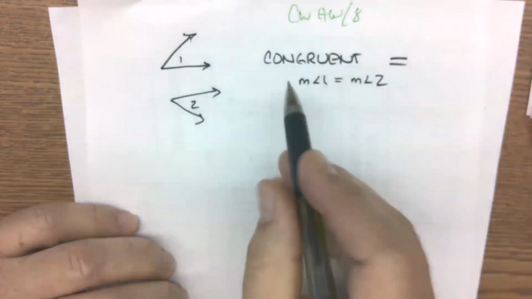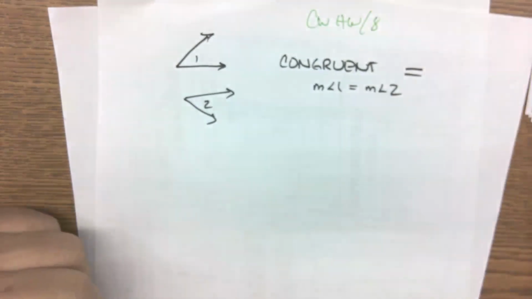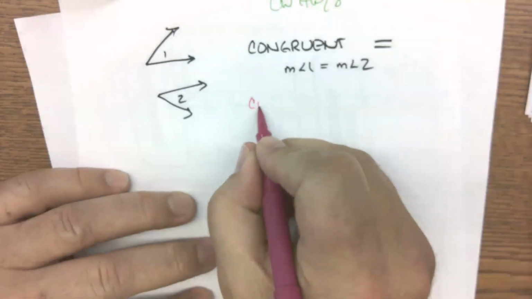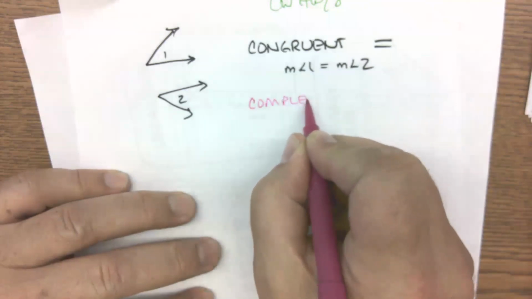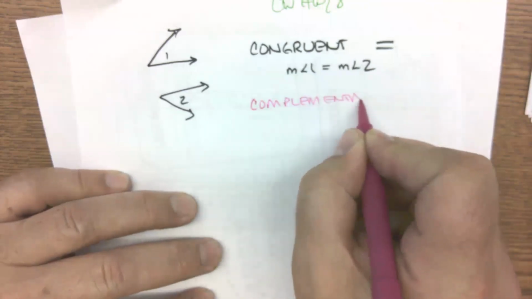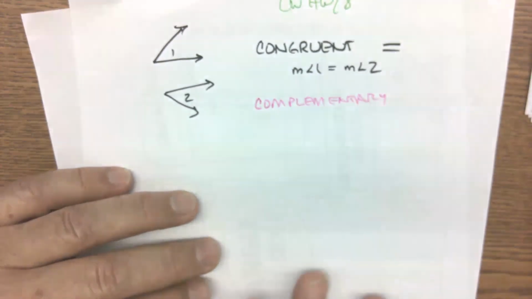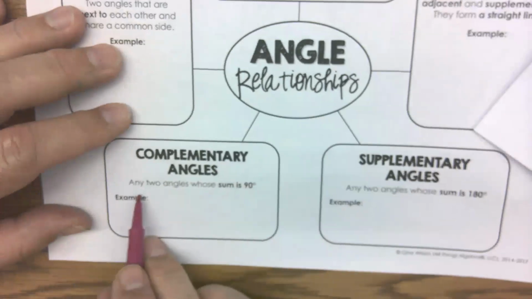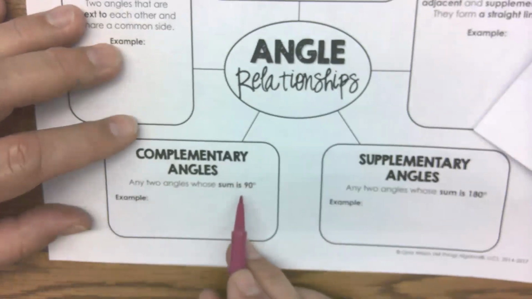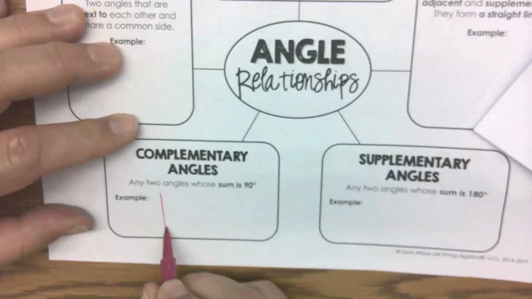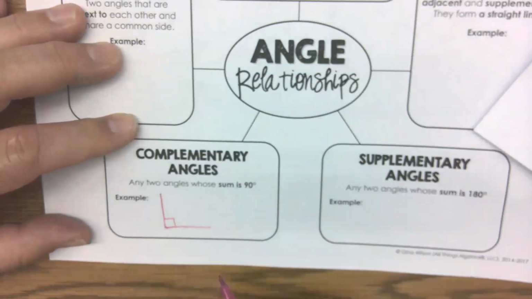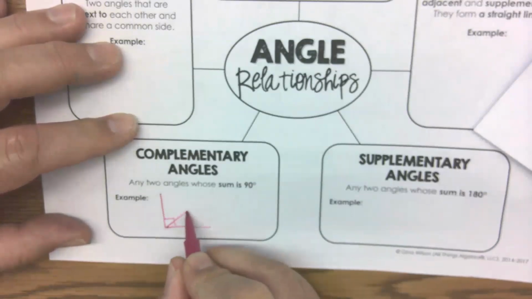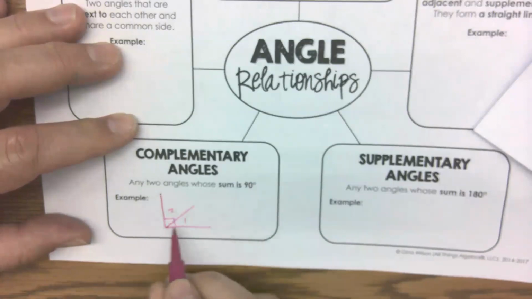Everyone good with that so far? If you're told they're congruent, then that would be true. But it's also possible that I could be told something else about these angles. I could be told that they are complementary. What you'll see on this page here is that it talks about complementary angles being any 2 angles whose sum is 90 degrees. An example for that might be where you're given a right angle and you're told that angle 1 and 2 together make up that right angle.